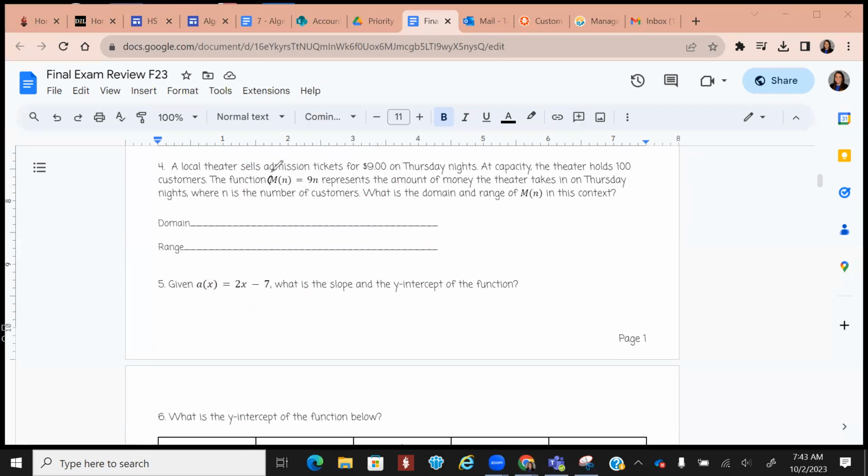So this is the amount of money that they make. So it's $9 per ticket. So what does n represent? Number of tickets, right? All right, how many tickets could you possibly have? What if nobody shows up? How many tickets were sold? 0. And how much do they potentially have? Up to 100, right? They can only hold 100 people. Now, if you sold 0 tickets, how much money are you making? 0. If you sold 100 tickets, how much money are you going to make?